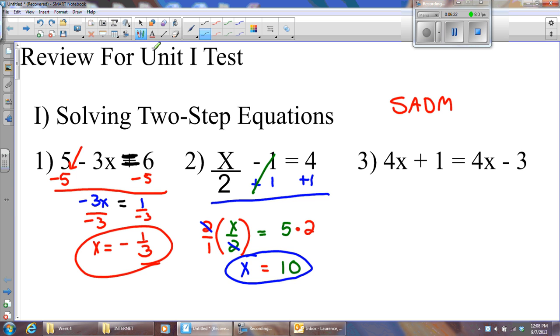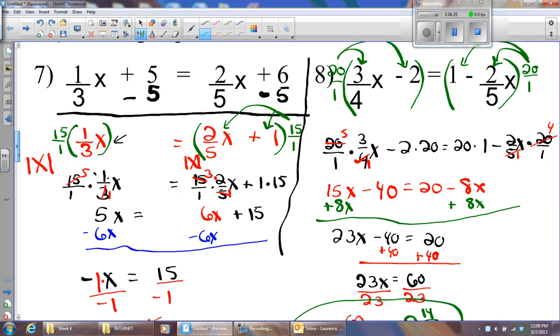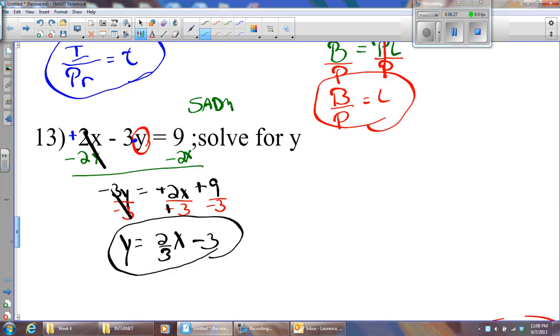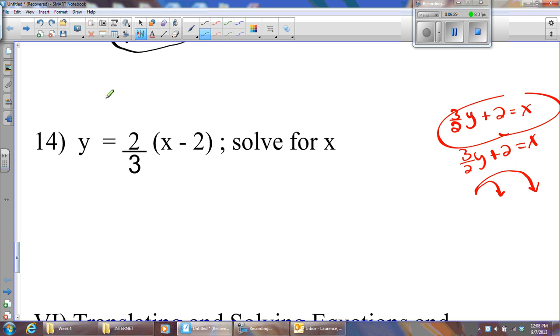Well, look right here. Oops, I lost my problem. All right. I could undo this multiplication here by dividing by 2/3. But that would be the same as multiplying by 3/2, the reciprocal. So I'm going to multiply by 3/2, put the y over 1, and here's what happens. I get 3y over 2.